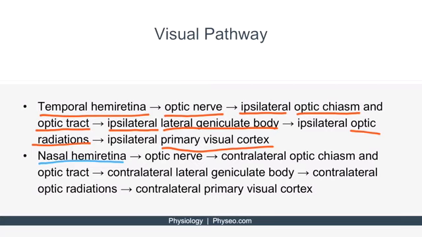Now the nasal hemiretina is the medial half of each retina in each eye. From there it goes to the optic nerve, then to the optic chiasm and the contralateral optic tract. So it has decussated at the optic chiasm. Then it goes to the lateral geniculate body, again on the contralateral side, then to the optic radiations, and finally the primary visual cortex. So let's draw this out.